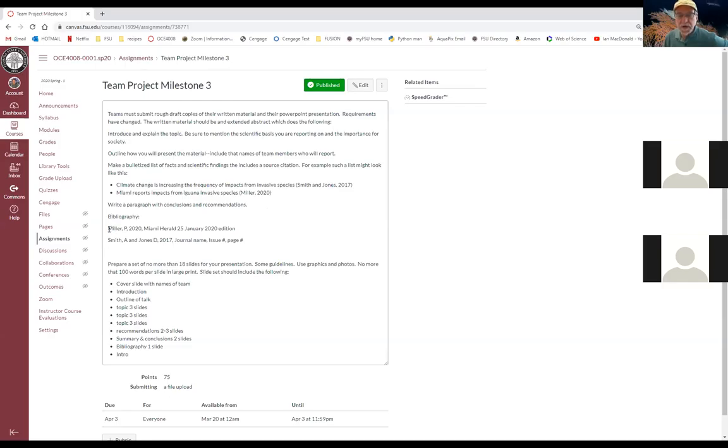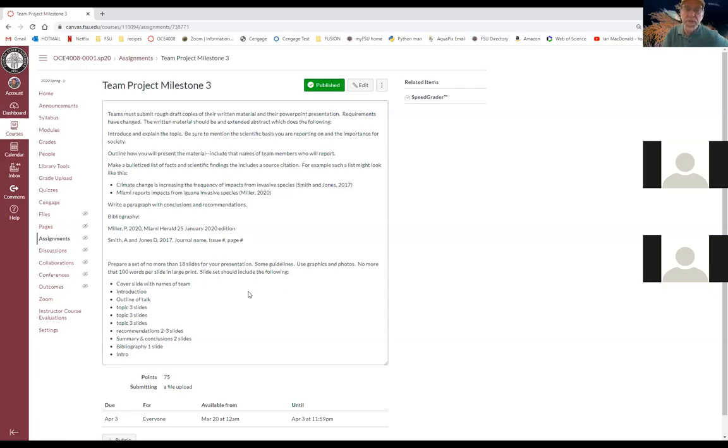Using the following format, listed by first author last name, so there'll be the author name, the year of publication, and then the source. So in the case of the Miami report from Miller 2020, this would be Miller P, this is a made-up name, of course, the date is 2020, and the source is the Miami Herald, 25th January 2020 edition. And then for the Smith and Jones scientific paper, that would be Smith A, Jones D, 2017. So the names of the authors, last name, first initial, and then the journal name. The issue number, so every journal has an issue number, and then the page number. And so you would have this for all of the citations in your bibliography.